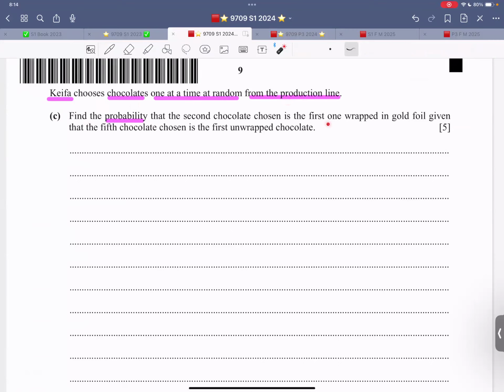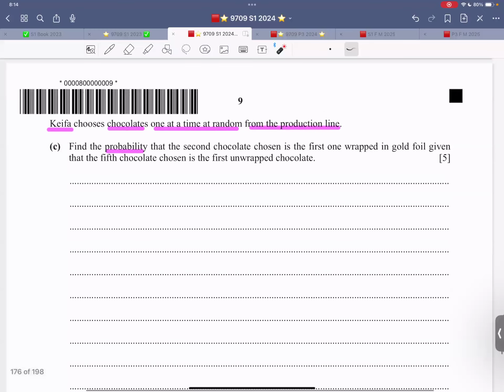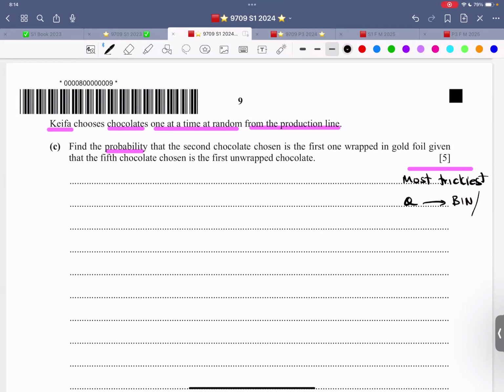Second chocolate is the first one wrapped in gold foil, given that the fifth chocolate chosen is the first unwrapped chocolate. I would consider this question to be the most difficult, the most trickiest question of binomial or geometric or some kind of basic probability. Well, it's not that basic, but look at the marks. That is 5 marks.